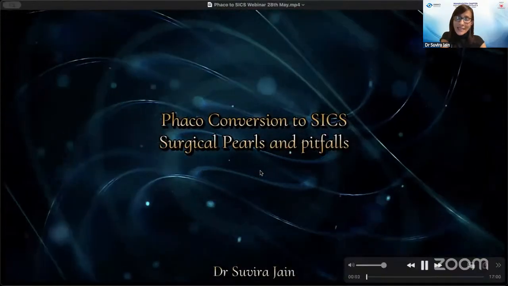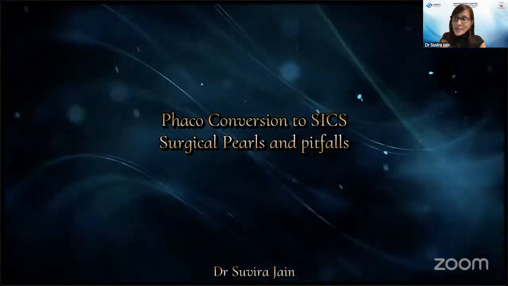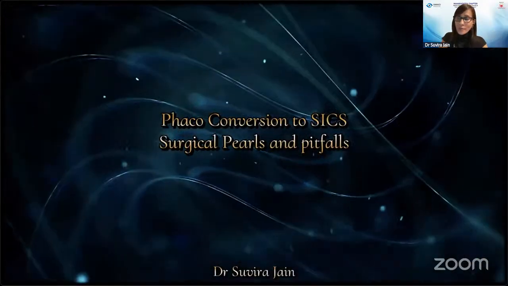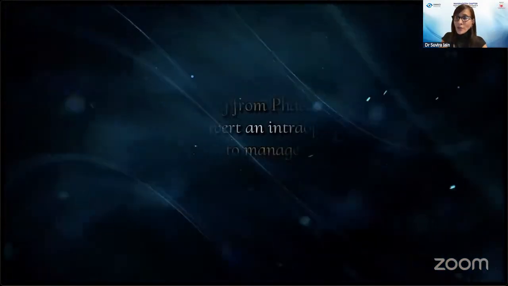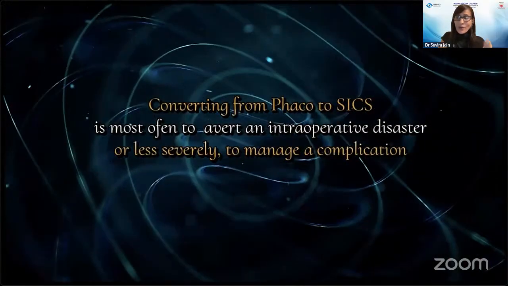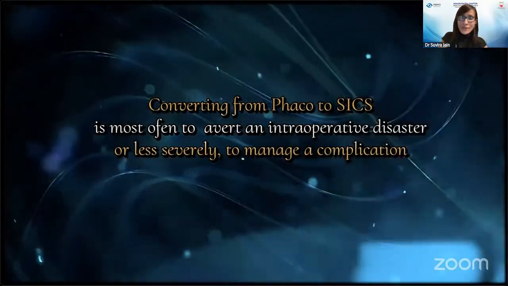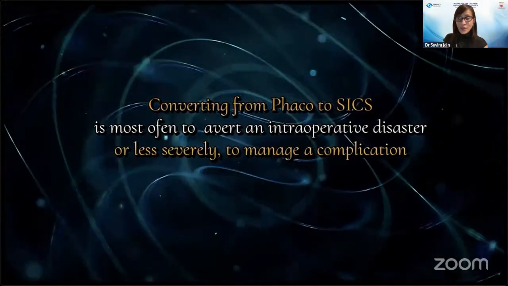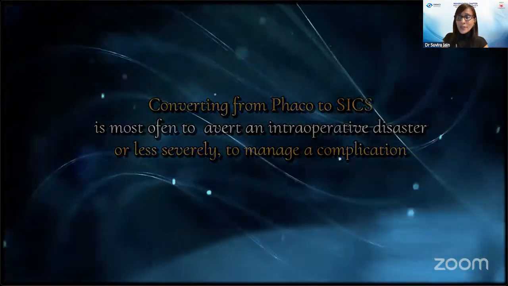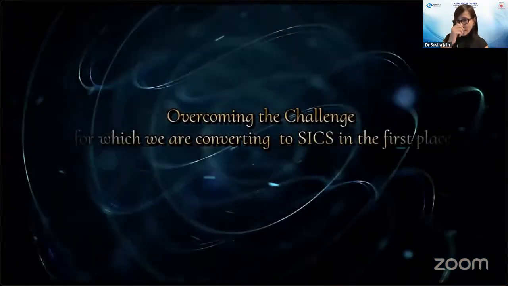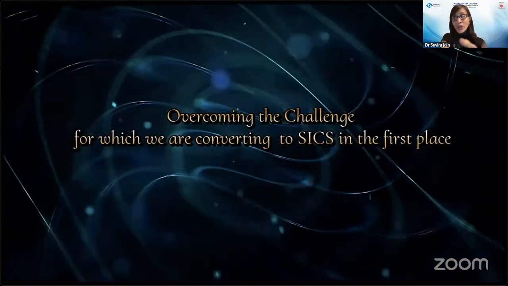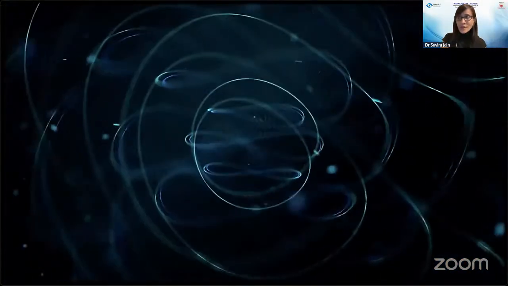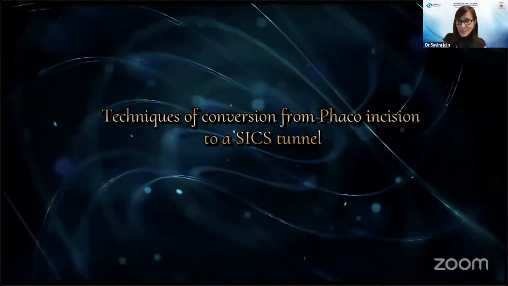So at this point, let's discuss the various considerations when we need to convert a patient who's undergoing a phacoemulsification surgery to manual SICS. When we talk about converting from phaco to SICS, it's almost always to either avert an intraoperative phaco disaster or, less severely, to manage a complication, something like explanting a lens. The biggest challenge is preventing something from dropping back into the vitreous, which is why we do need to enlarge these sections.